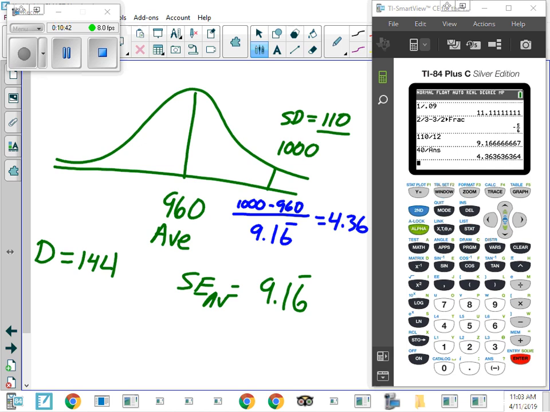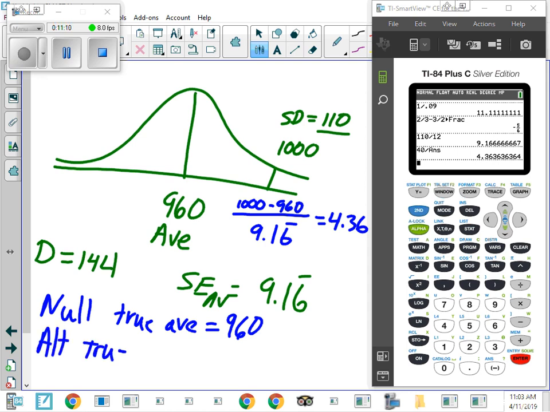Oh, I didn't set up the hypothesis. Back up. What is the null hypothesis? So the true average is equal to 960. Or you could say there is no difference between 960 and 1,000. Or at least that difference can be explained by chance error. Okay? So the alternative says the true average is greater than 960.